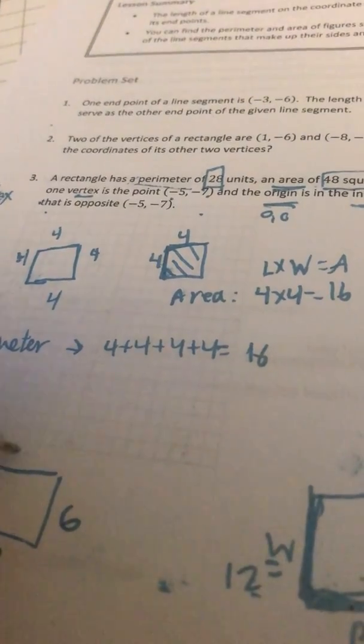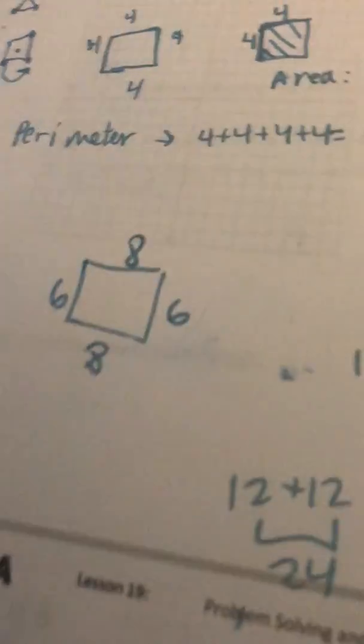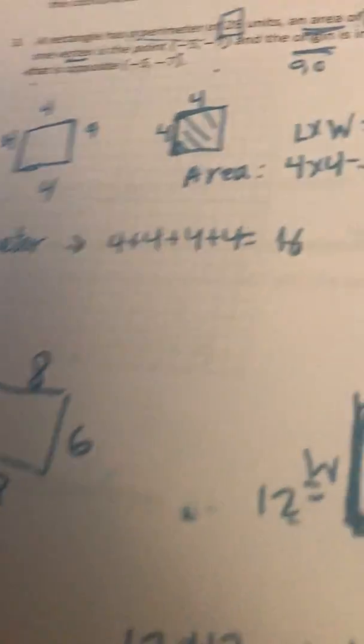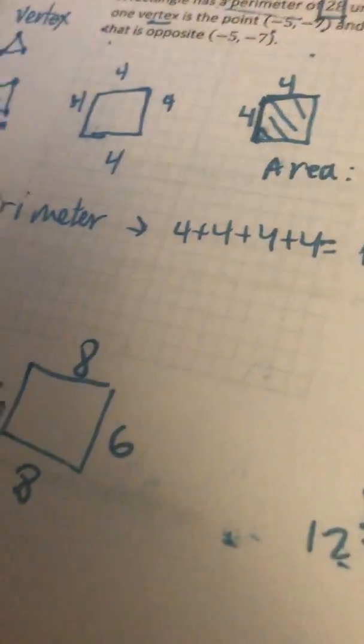So let's try 6 and 8. So if this is 6 and this is 6, and if this is 8, this is 8, okay? So let's go ahead and try and find the perimeter of this rectangle. Alright? So we know 6.